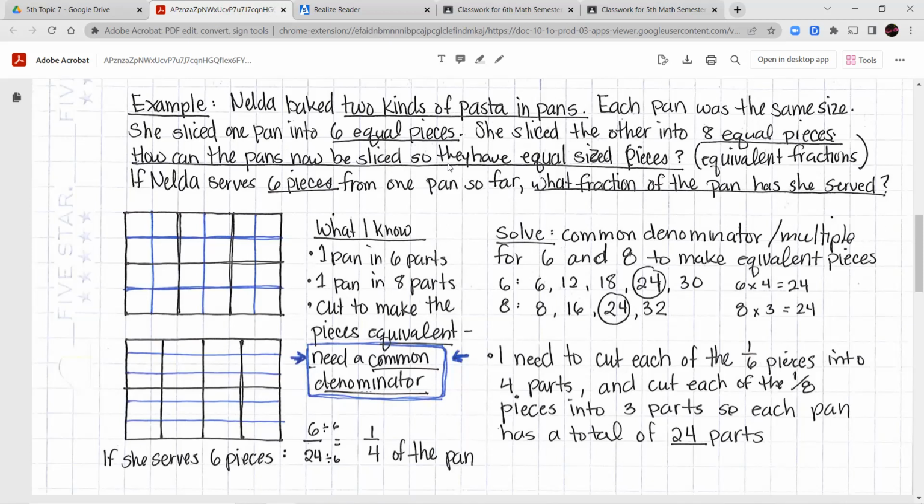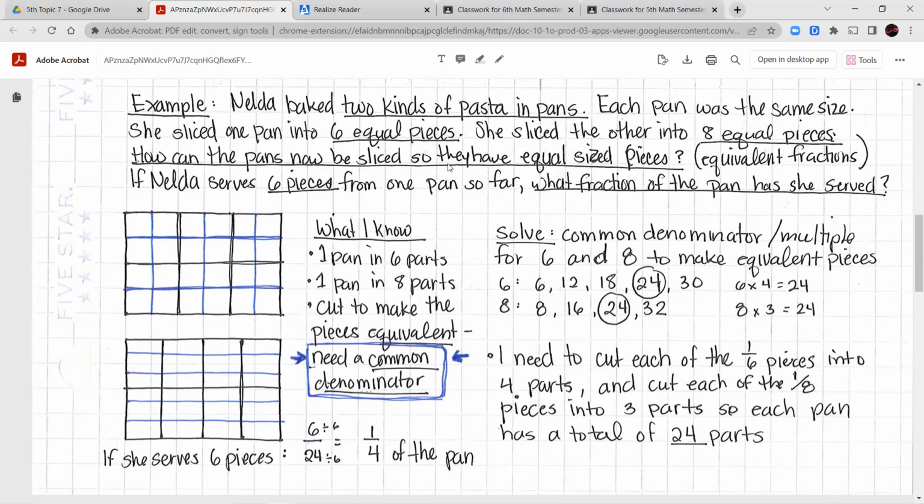Both of these pans are the same size. I need to cut it to make equivalent pieces, which means I need a common denominator. So to find the common denominator, I need to find a common multiple for 6 and 8 to make equivalent pieces. So I go through my 6 times tables, I go through my 8 times tables. What I find is the first number they have in common is the number 24. So that's what I'm going to go with.